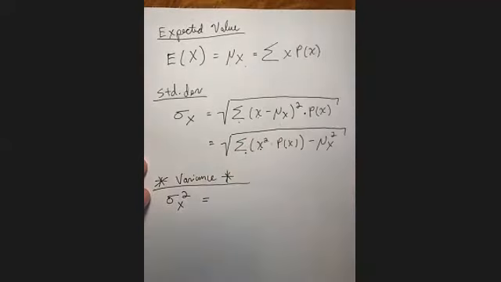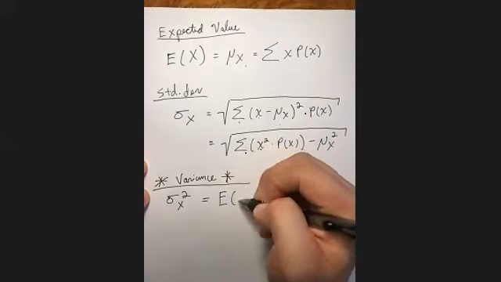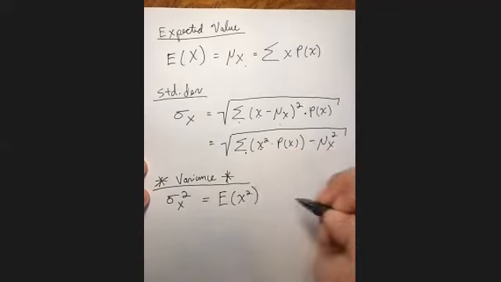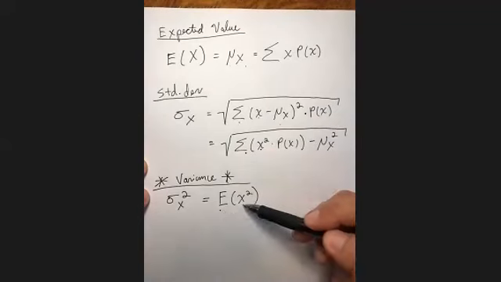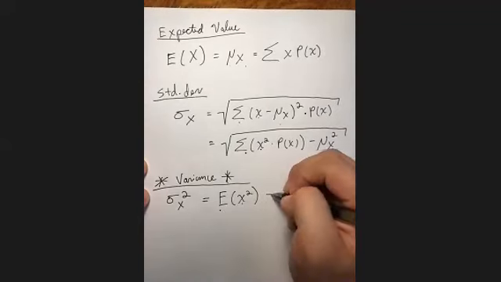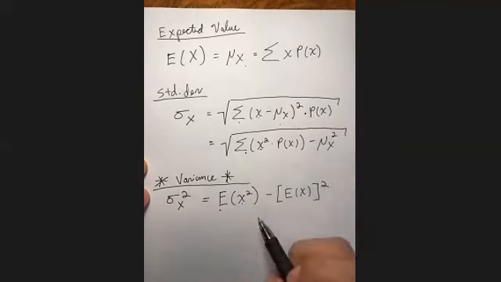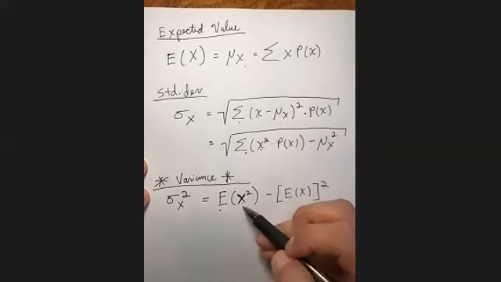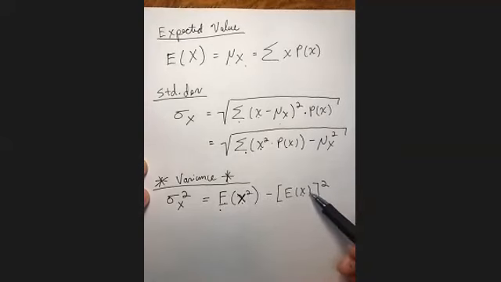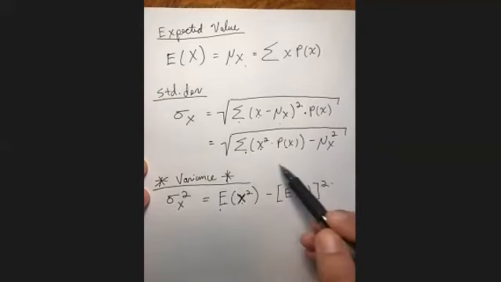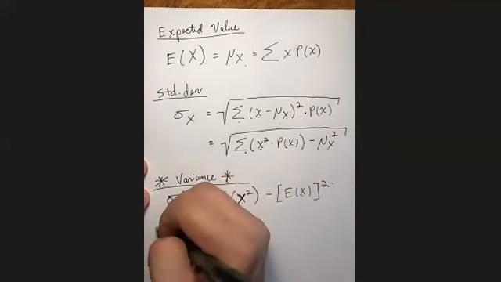Now, there's actually a really easy way of doing this using expected value, and I'll show you how. So first, the equation. It turns out that the variance of a random variable X is equal to the expected value of X squared minus the expected value of X, squared. So here you have the random variable squared, and then you take its expected value. Here you take the expected value of the random variable and then square it. When you subtract those two results, you get the variance. So let me show you an example.